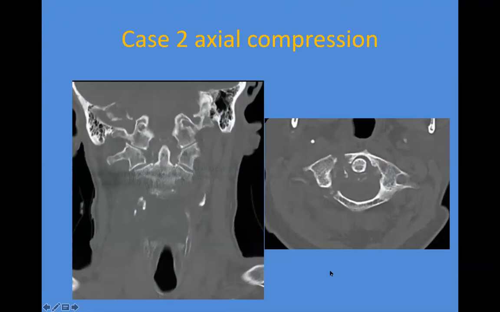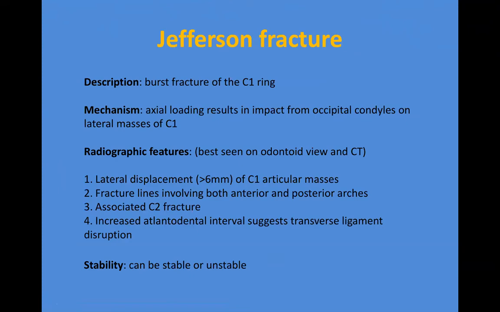And so this is a named fracture called the Jefferson fracture. And basically it's a burst fracture of the C1 ring. What you have is crunching of that C1, and it tends to just shatter and pull apart. The occipital condyles basically catch the lateral masses between the occipital condyles and the body of C2 and squeeze on that C1 ring. And these radiographic features are exactly what we just looked at.